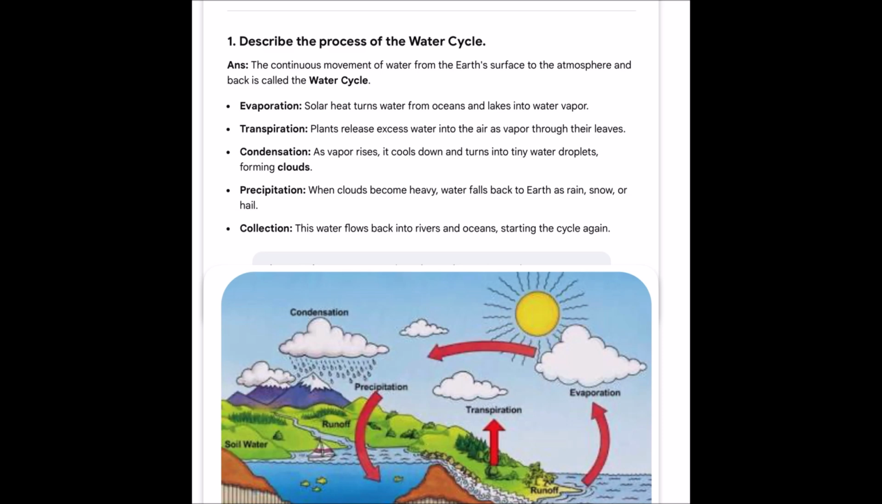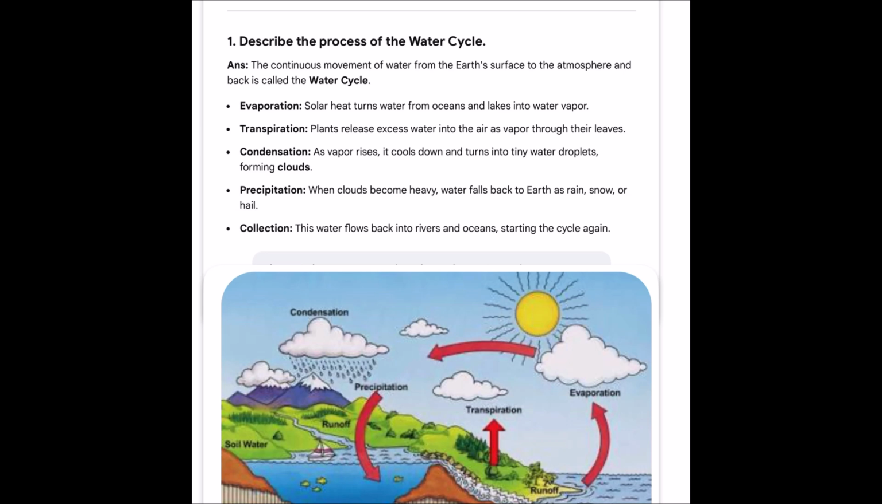The next one is condensation. As the vapor rises in the atmosphere, it cools down and turns into tiny vapor droplets forming clouds. So water when goes up as vapor form clouds due to the cooling of the atmosphere. Next, the process of precipitation. When clouds become heavy, the water falls back into the earth as rain, snow or hail. This is precipitation. Next one is collection. The water flows back into the rivers and oceans, starting the cycle again.